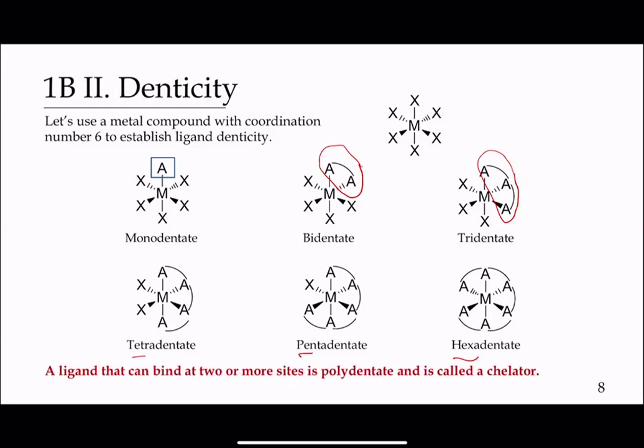All right. So when we're referring to a ligand that can bind at two or more sites, that's something that is polydentate, and we would commonly refer to it as a chelator. Right? So probably you've heard of the term chelation therapy. We're coming from this idea of a molecule that can bind a metal in this modality.